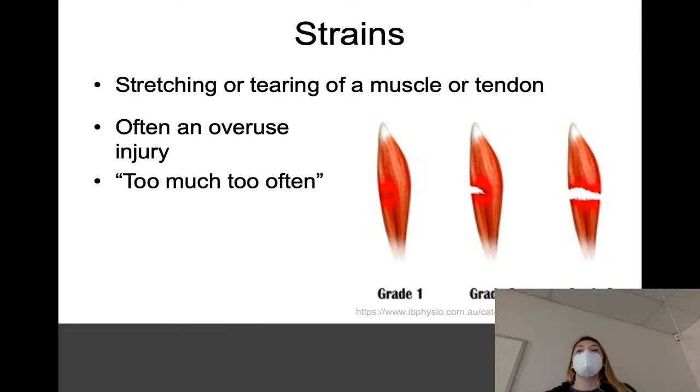so that'd be a grade 1, but it can go back. Grade 2, you can see would be kind of a partial tear. Grade 3 would be a complete tear. This is often an overuse injury. You maybe did too much too often, or you overloaded it. Like you tried to sprint faster than you think you could, you put too much weight on, and your muscle couldn't handle it, so it pulled and tore.